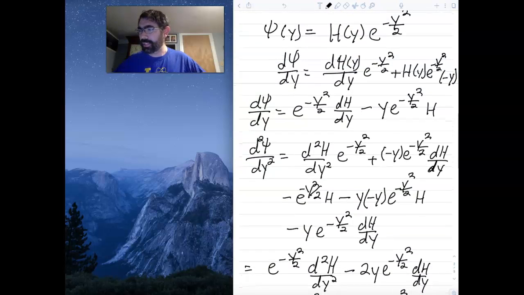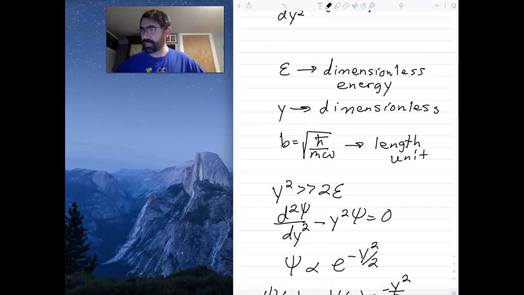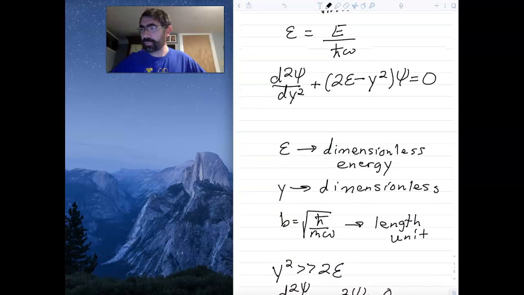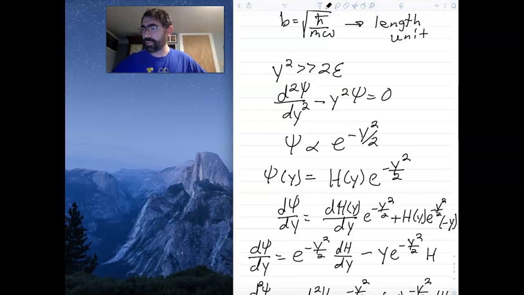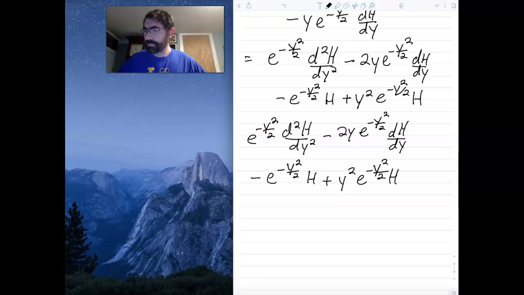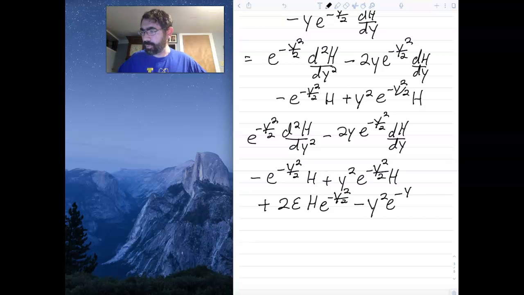Now we have to add in the second term, this stuff right here. So that's going to be plus 2 epsilon h e to the minus y squared over 2 minus y squared e to the minus y squared over 2 h. So that was the part that is the potential energy of the spring. And all of that is now equal to 0.